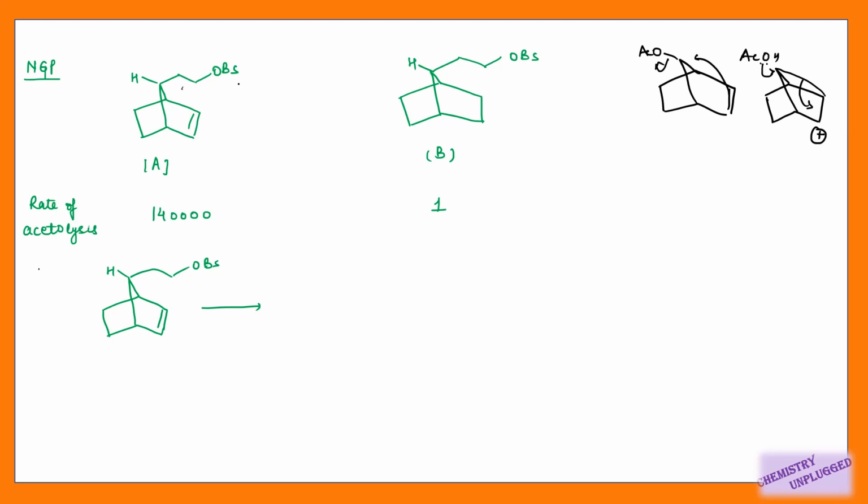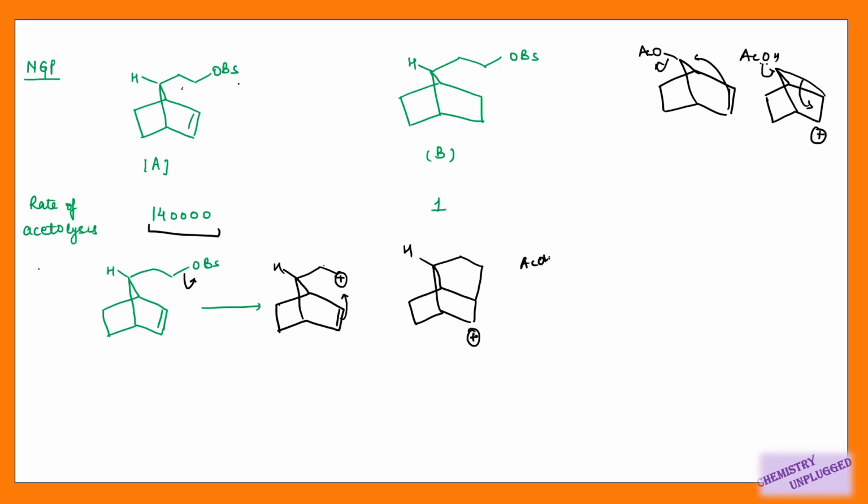If we have this group attached in the cis position, and in this case we have no double bond in this situation, then the rate of acetolysis is much faster than without this double bond. That means neighboring group participation is possible, which is why it increases the rate of this reaction. So how is this reaction possible? This brosylate group will be removed and we have a carbocation here. Now this carbocation can be stabilized by this double bond. So here comes the role of this pi bond as a neighboring group.